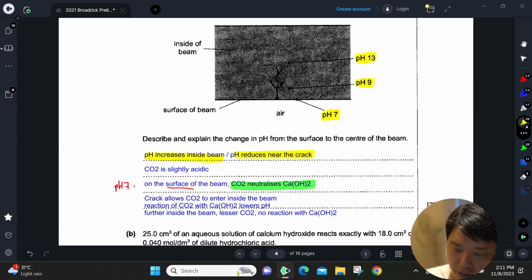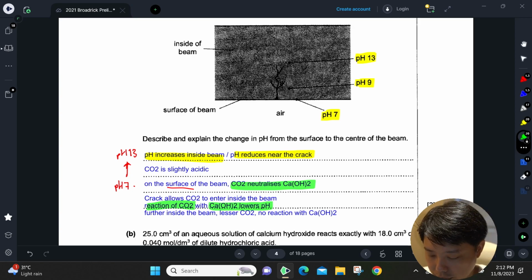So the further in you go, the less the carbon dioxide can react, because less carbon dioxide can dissolve and get so deep into the crack. So the pH will increase until pH 13, all the way into the crack. Reacting acidic CO2 with your calcium hydroxide will lower the pH. So all the way in, at pH 13, there's hardly any CO2. You don't have a neutralization.